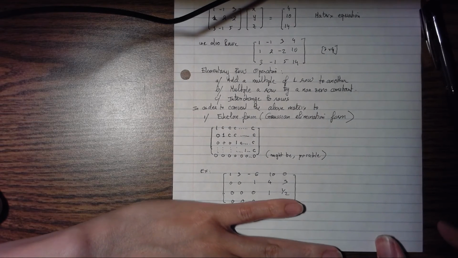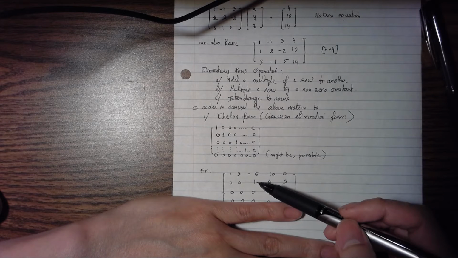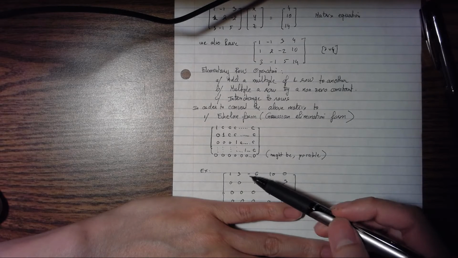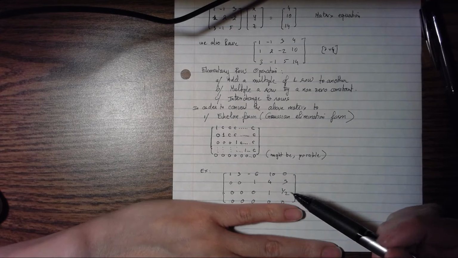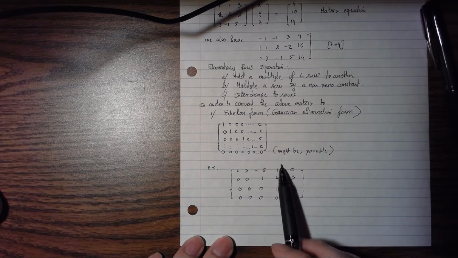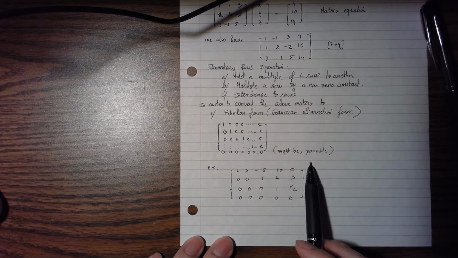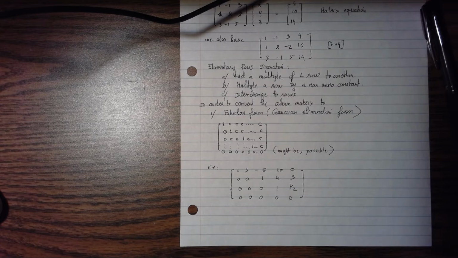Is it still echelon form? Yes, because it still satisfies the condition: a 1 on the right-hand side of the leading 1 of the previous row, and 0 in the numbers below. So if you have a row of 0s, it might be possible to have it, but if you have it, it must be at the bottom. Okay, so that is echelon form.